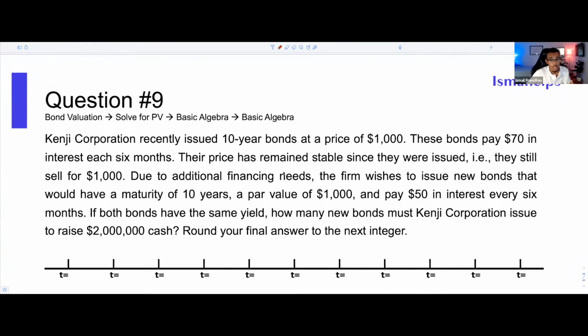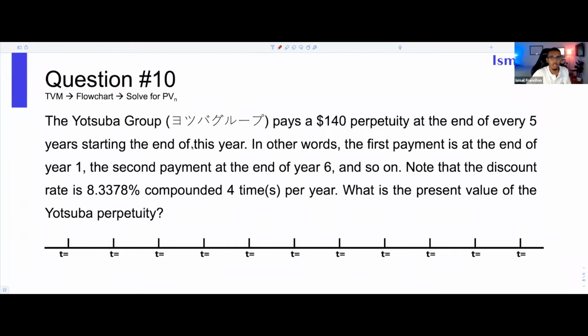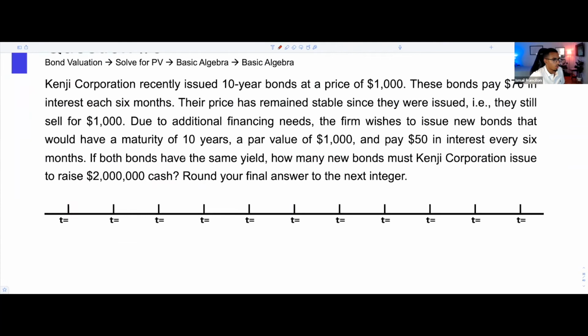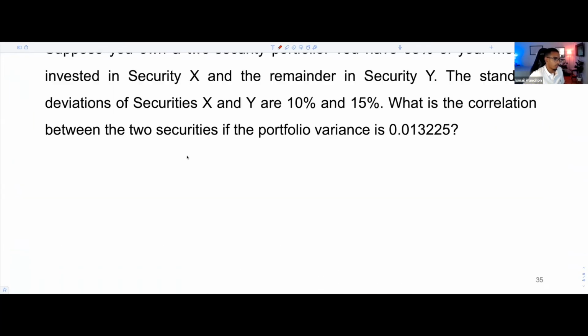Bond valuation question with basic algebra, or a very hard perpetuity type of question? Which one would you want to do? Really quick, what do you have in mind? I'll let you guys decide, or else I have an idea of what I would like you guys to do. Of those 4 questions, which one would you rather do? Bond, portfolio. Okay, question 10.